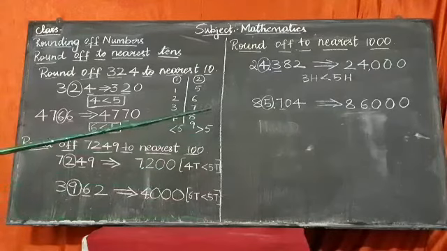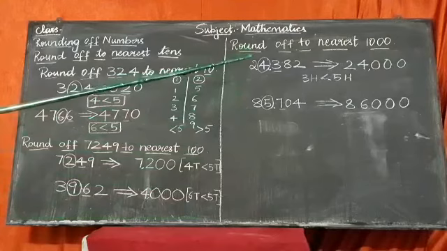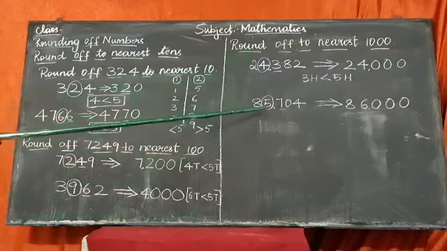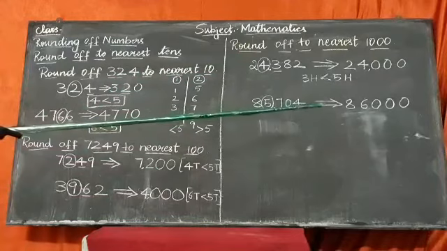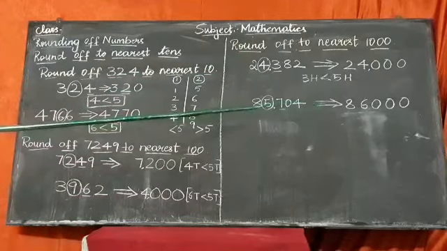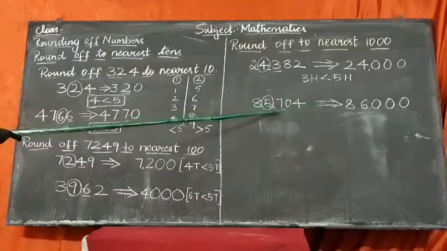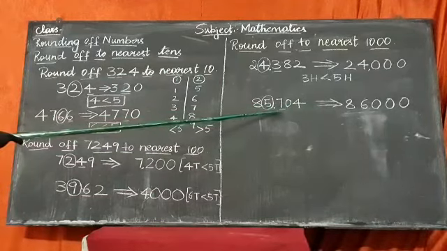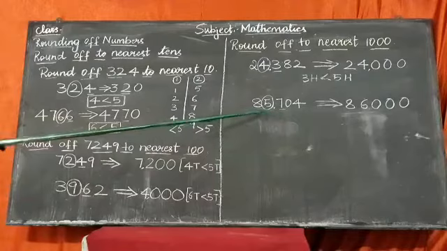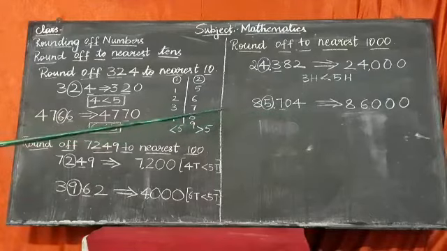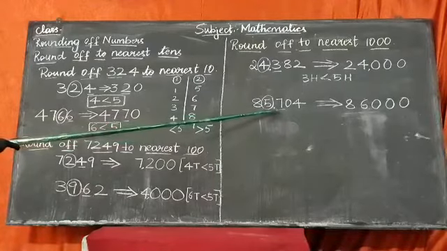Now 85,704. We should round off to the thousands place. We are considering the hundreds place again. So 4 becomes 0 because it is in the ones place. 0 becomes 0. Here 7 is there in the hundreds place. So 700 is greater than 500.